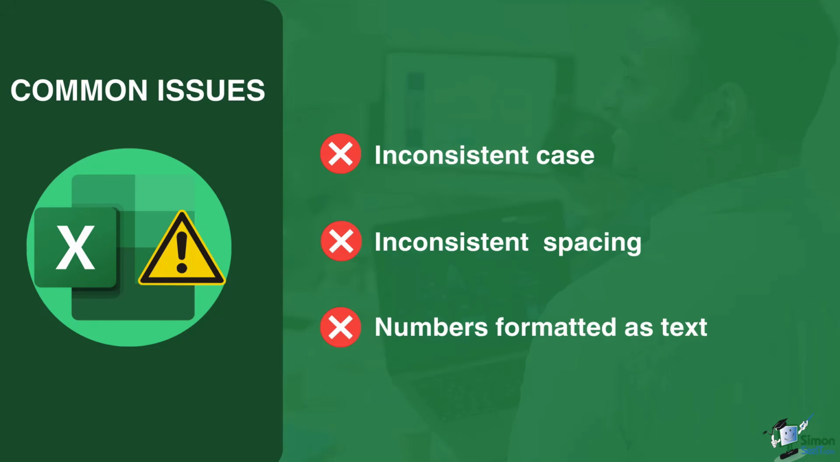We might have inconsistent case, which can make our analysis look really messy and hard for people to read. The same goes for things like inconsistent spacing. It can start to make our analysis look messy. We might have numbers in our data that, instead of being formatted as numbers, they're formatted as text. And this can cause a whole heap of problems, particularly if we're using formulas which rely on those being numbers. They're not going to calculate correctly. So we want to make sure that our numbers are actually numbers.